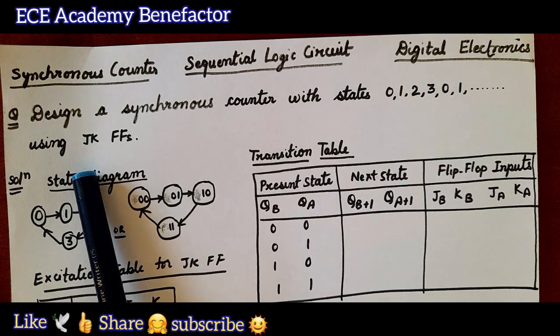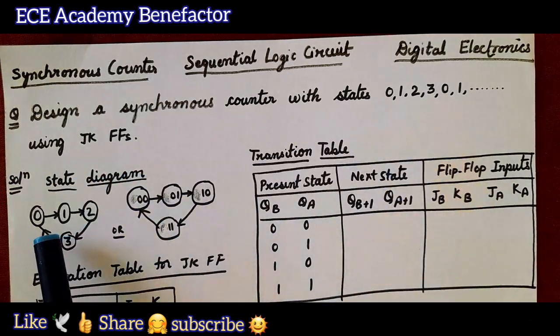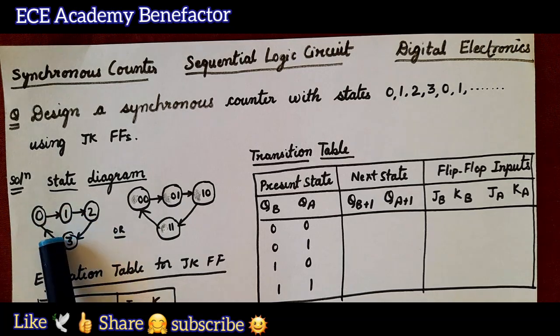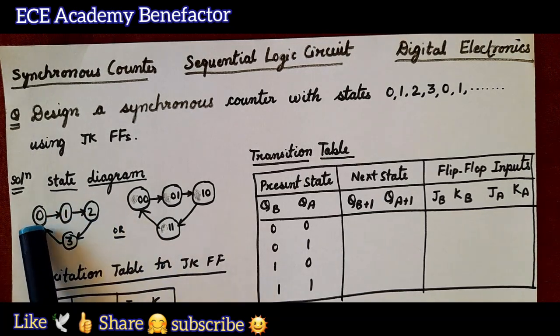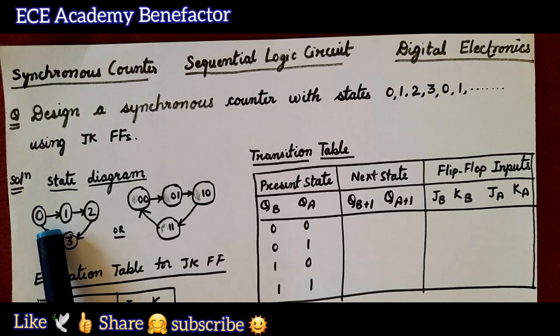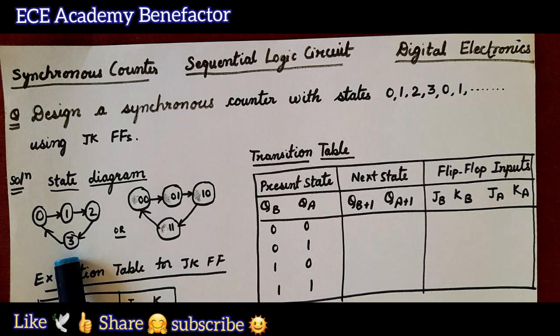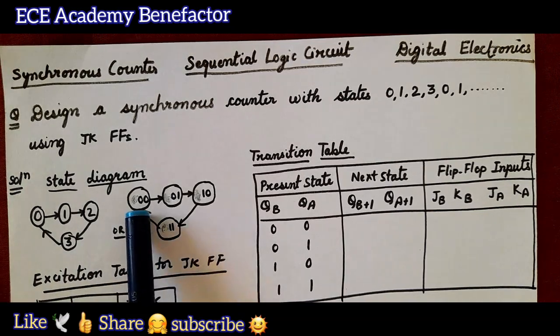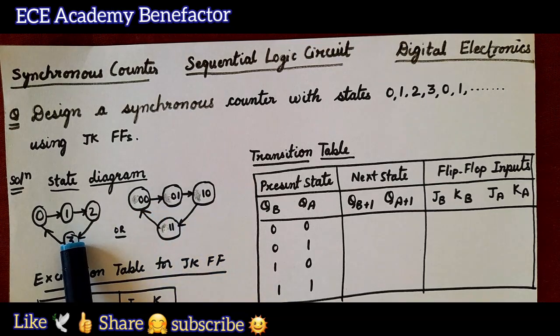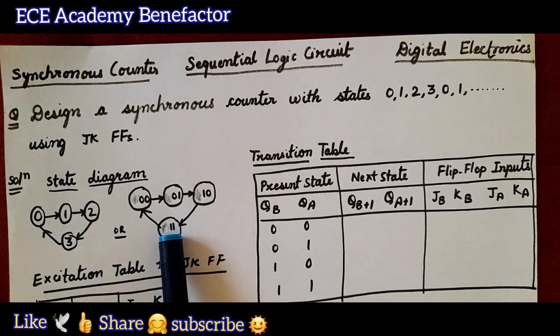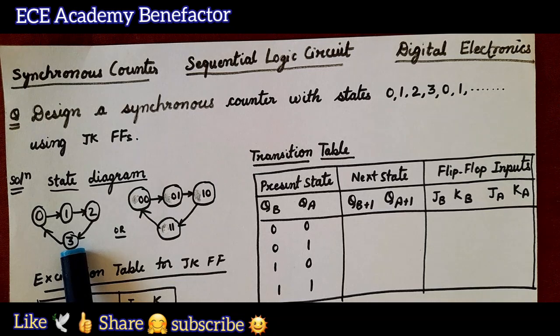Coming to the solution to the problem, first we need to draw the state diagram based on the given condition. It is counting the states 0, 1, 2, 3 and again going back to 0, and the cycle repeats. This state diagram can also be drawn in this form, where 3 is the largest number and it requires 2 bits, that is 1, 1. So we have used 2 bits for the binary representation of these decimal numbers: 0 is 00, 1 is 01, 2 is 10, 3 is 11. So this is the state diagram of the given problem.